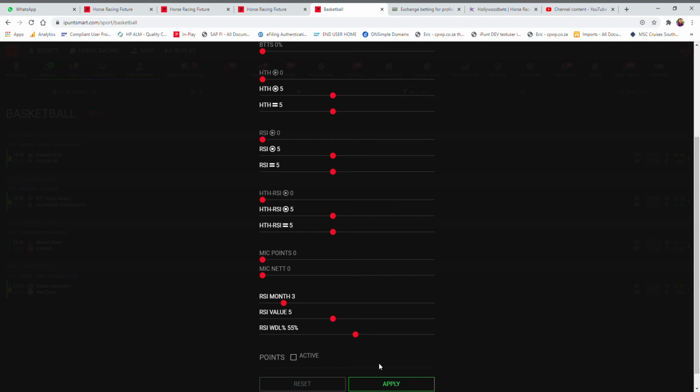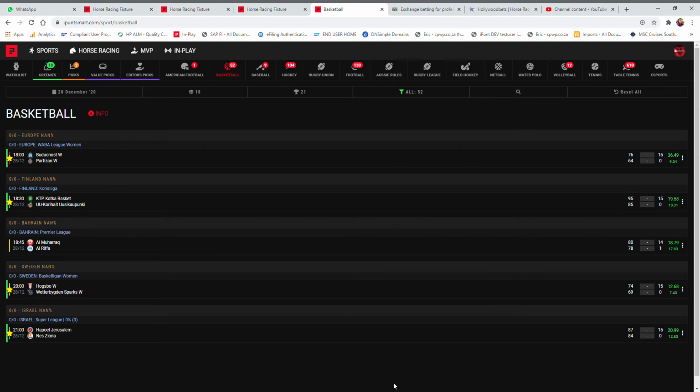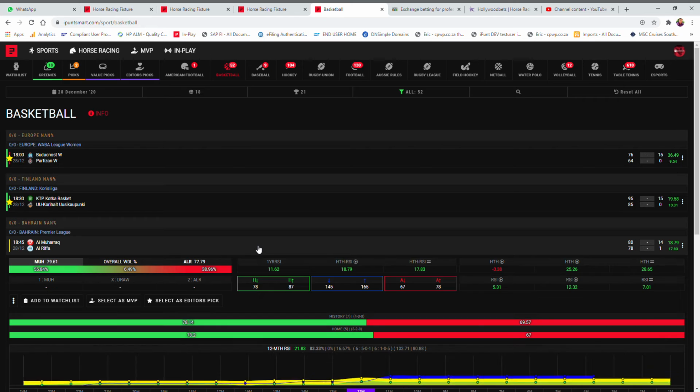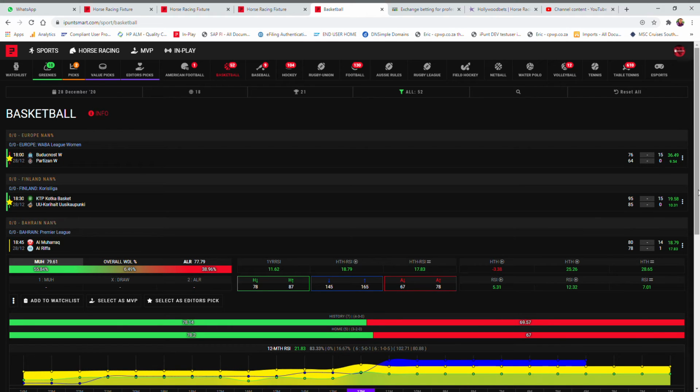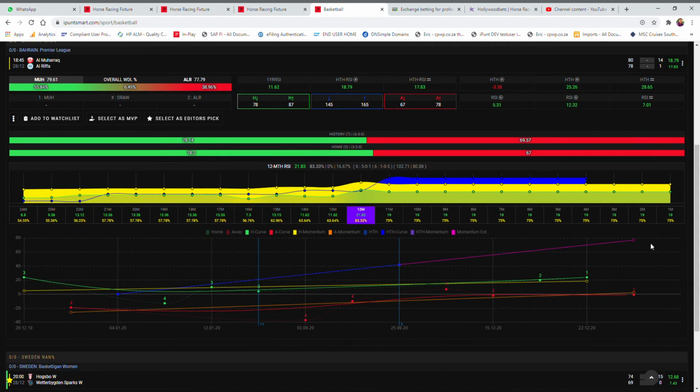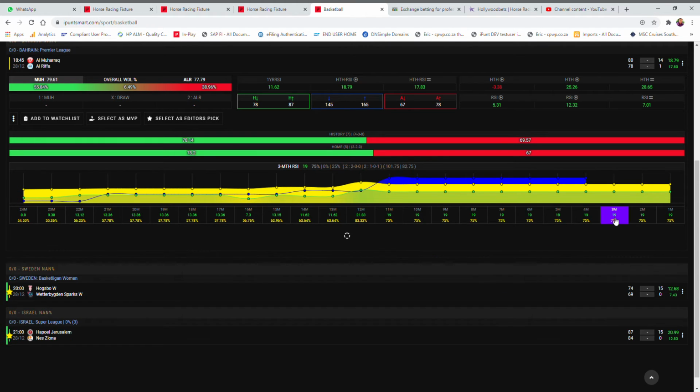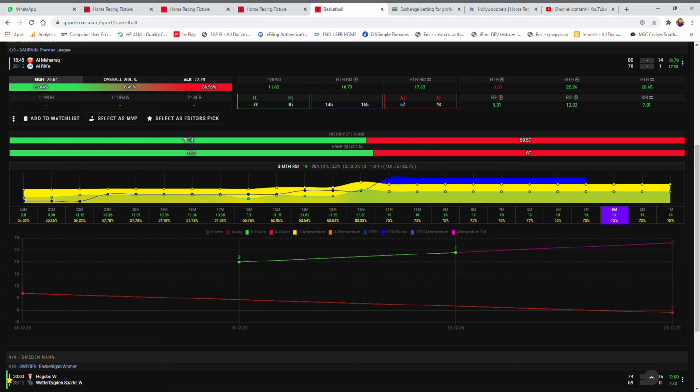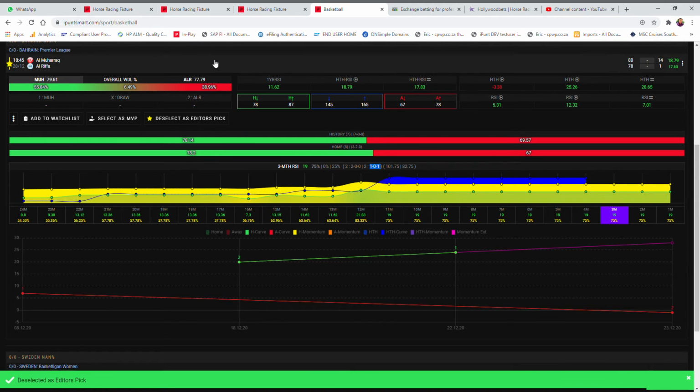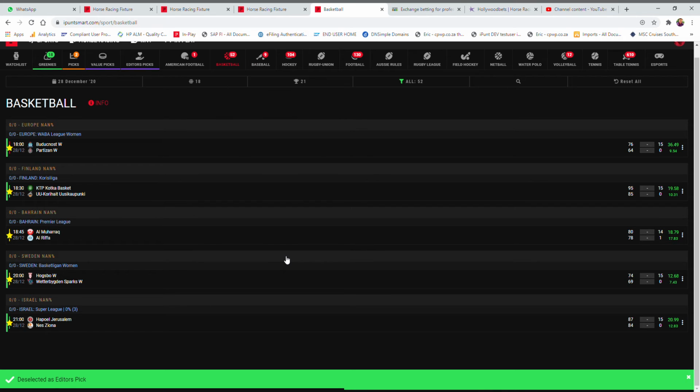Okay, so let's apply that and see if we've got anything new. Yeah, we got one more: Al Muharrak against Al Ghifa. All of these look good, 75%, 19 ahead. Won 5 out of 6 lately on the 12 month, and if I look at that, won 2 out of 2, and they won 1 out of 2. So all of this looks good. It's a pick for Al Muharrak to beat Al Ghifa in Bahrain.